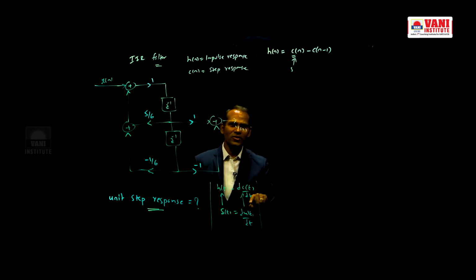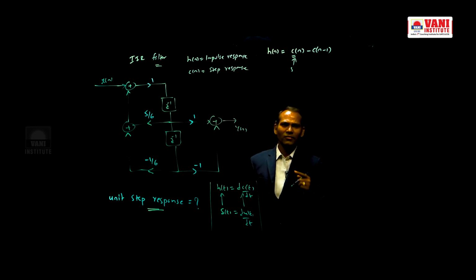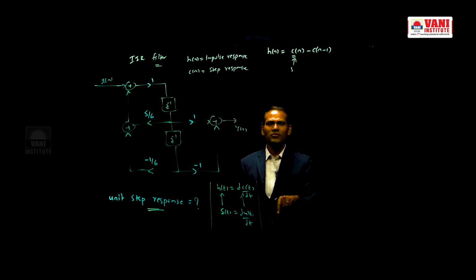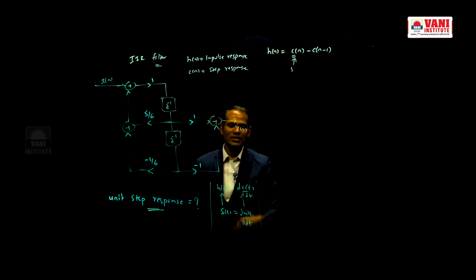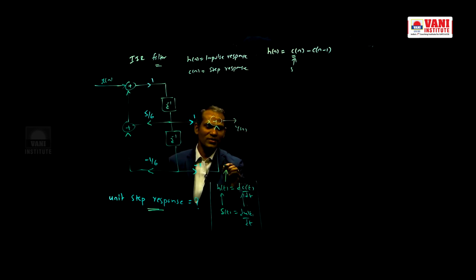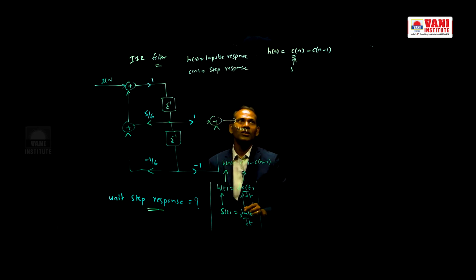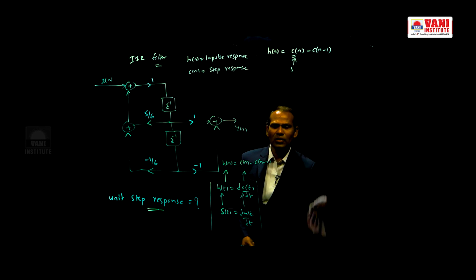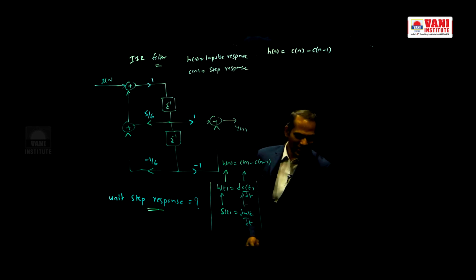Differentiation in continuous time is equivalent to first difference in discrete time. First difference means the nth value minus the n minus 1th value. So h(n) will be equal to c(n) minus c(n minus 1). Like this, impulse response and step response are related.